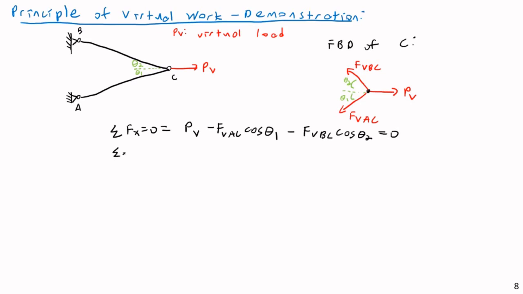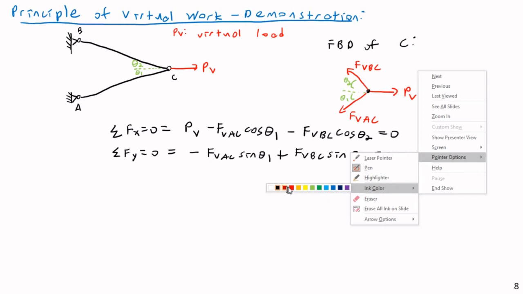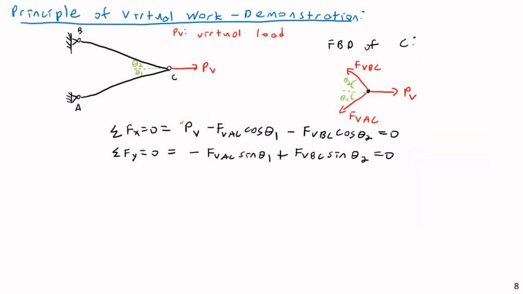And then the summation of forces in the y direction will be equal to 0. This will be equal to negative FVAC times the sine of theta 1 plus FVBC times the sine of theta 2, and this equals 0. These would be my equations of equilibrium. I'll especially note this one here, because I'll need this one later in the derivation.